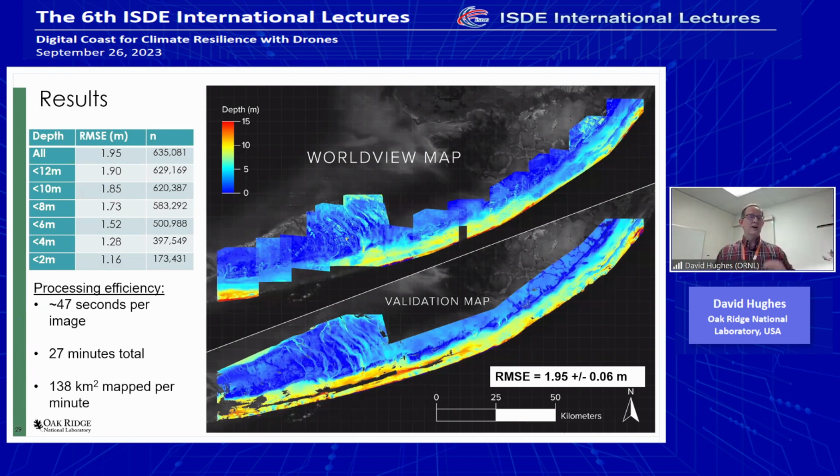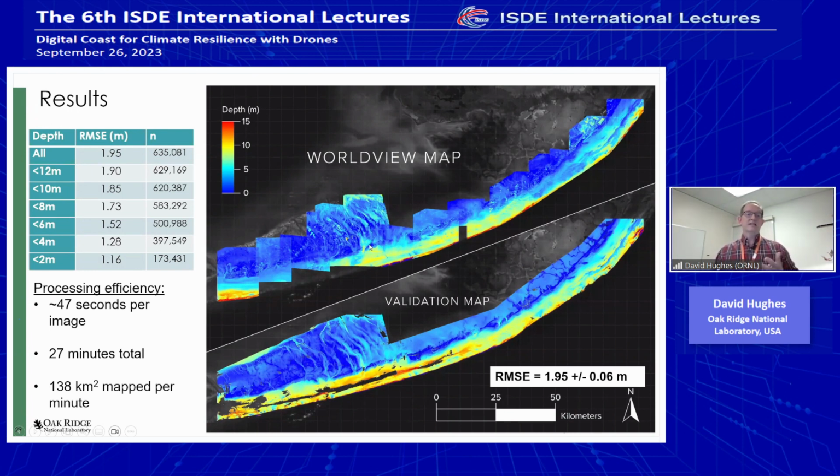A total of 635,081 validation points were used for estimating the accuracy of the resulting bathymetry map. And as you can see here, we're able to calculate the 34 images in 27 minutes for a rate of about 47 seconds per image. Whereas for the LiDAR map, it took 4 months and 85 aerial flights to collect the data that was then processed into the DEM and made available about a year later.